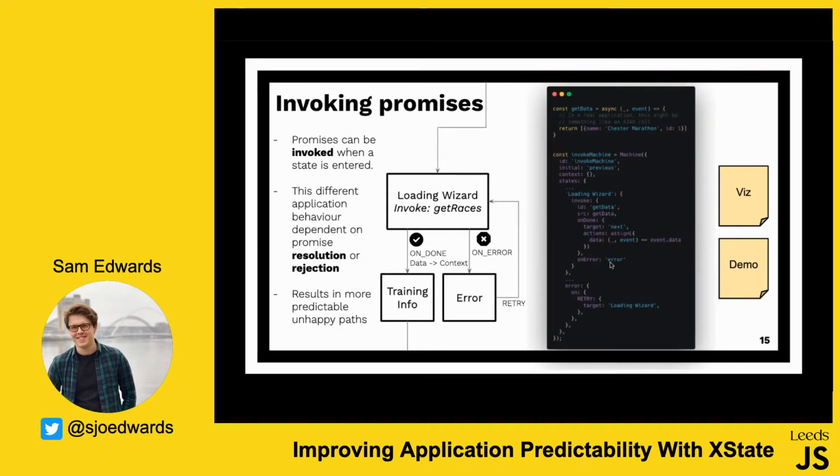Now, what this enables us to do is map the unhappy path. So we can say, we've loaded the information, it's failed, and now I want to retry. So it's a way of building that predictability even when things go wrong. So I'm just going to show you that in a demo here. You can click on the visualizers. All the slides are available at the end.